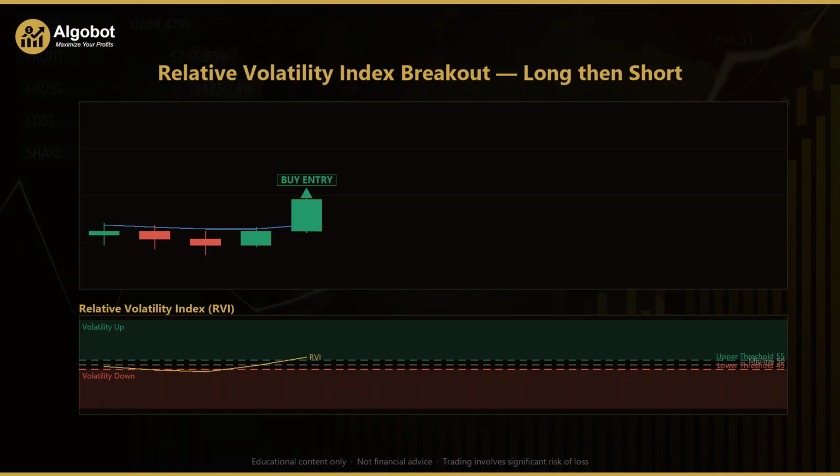Then watch what happens on the fourth candle. Price pushes up with a strong bullish body that closes well above its open, and at the same moment the RVI climbs and breaks upward through the 55 level. That is the volatility turning bullish, the range now expanding on up moves. Two of our three conditions are met, and because this candle also closes above the blue trend average, the third condition falls into place too. All three align, and the buy entry marker appears.